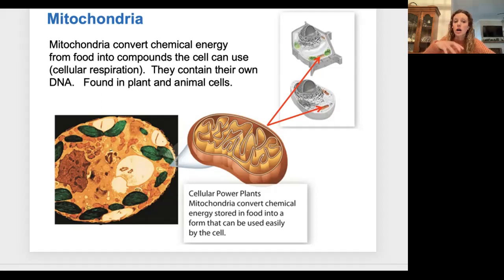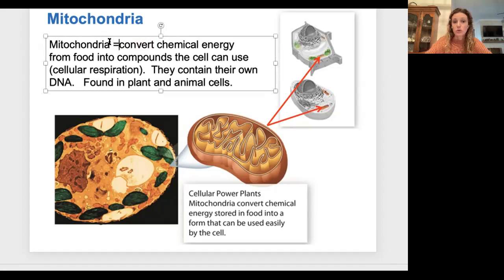The mitochondria takes this energy that the cell is making, the ATP and ADP and all of that good stuff, and changes it into a form that your cells can use so that they can complete whatever job they are trying to complete. They're also going to contain their own DNA, and they're found in plant and animal cells. So the first thing to write is mitochondria equals converts chemical energy from food into compounds that the cell can use.